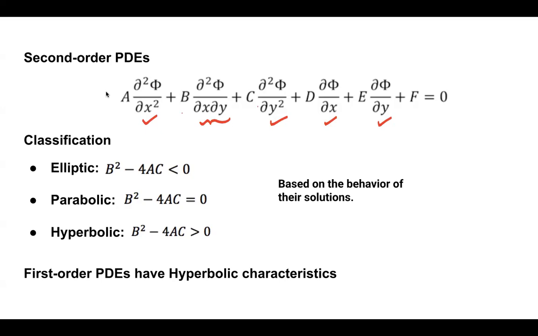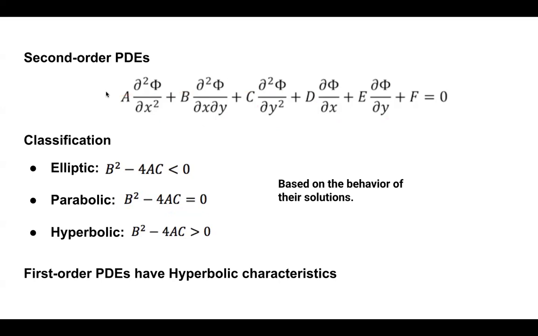So once you've got these parameters A, B, and C, we just have to calculate B squared minus 4AC. If it is less than 0, then we say that the system is elliptic. If it is equal to 0, then we say the system is parabolic. If it is greater than 0, we say the system is hyperbolic. And first order PDEs, that is, if you don't have any of these three terms and only these terms, it's a first order PDE. You don't have the square terms there, right? So first order PDEs are always hyperbolic in nature. Okay. So this is the classification.